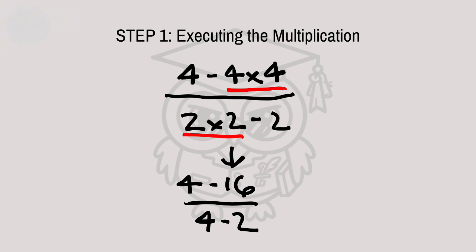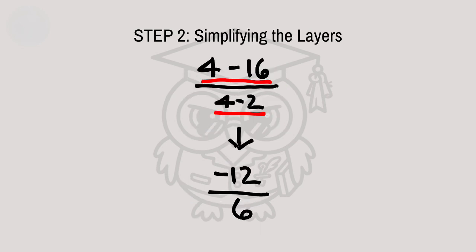On the top line, 4 times 4 equals 16. On the bottom line, 2 times 2 equals 4. This simplifies our running expression to 4 minus 16 on top over 4 minus 2 on the bottom. Now we can finish simplifying each layer by performing the remaining subtraction operations.